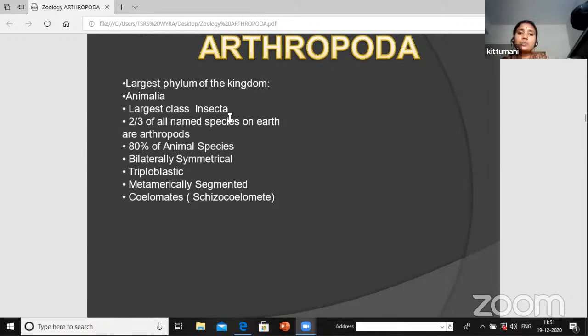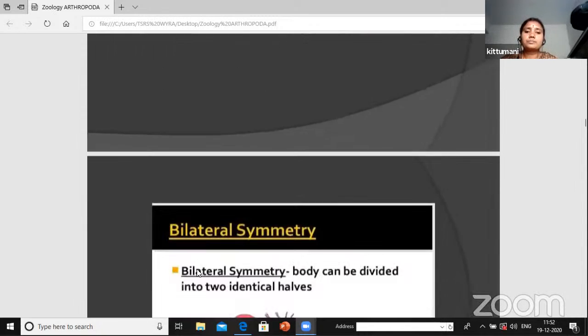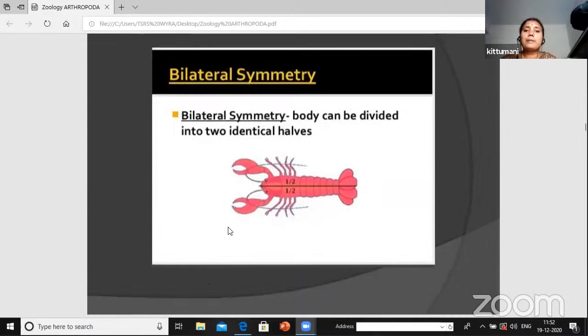of the animals are included in this arthropod phylum, and they show bilateral symmetry and are also triploblastic. We already know about this word, so I will not recall it. Here metamerically segmented. And coelomates, schizocoelomates means true coelomates. And next, they show bilateral symmetry. Here bilateral symmetry means what? Body can be divided into two identical halves like this.